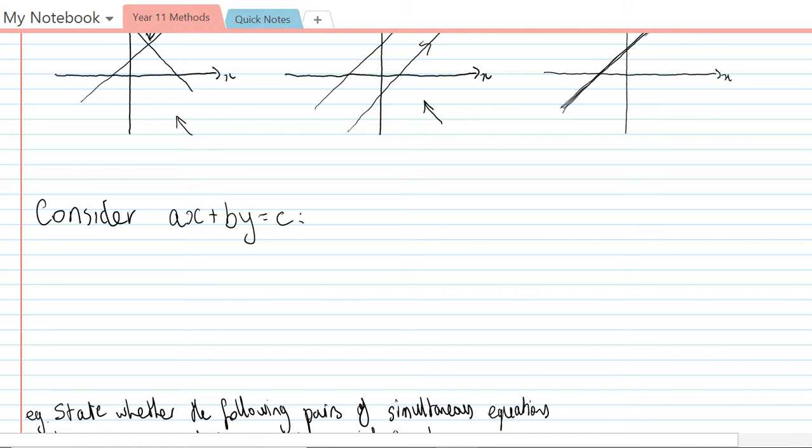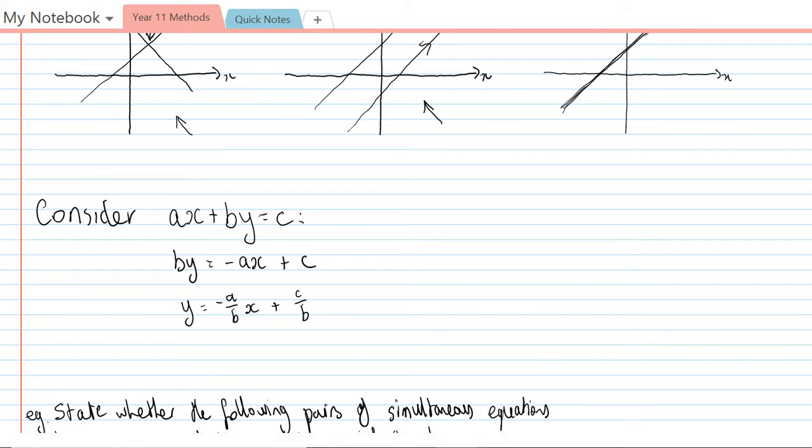So I'm going to start off by just subtracting ax from both sides. So by equals negative ax plus c. And then I can divide everything by b to get y equals negative a on b x and then plus c on b. So this is always going to be the case for linear equations when we rearrange them into their y-intercept form. What we can see here is that the gradient, negative a on b, so those a and b values are these values right here.